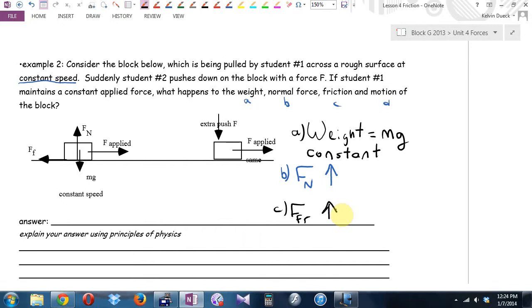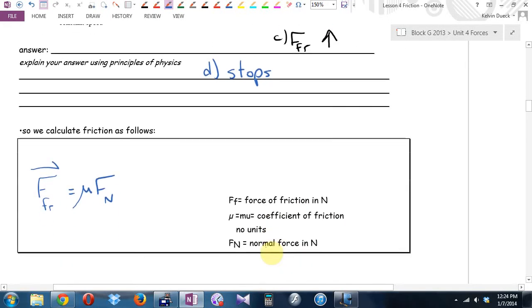So, D, it stops. It says explain your answer using principles of physics. I think we just did. Okay. So how do we calculate friction? This is also a formula on your formula sheet. Friction is mu times the normal force.